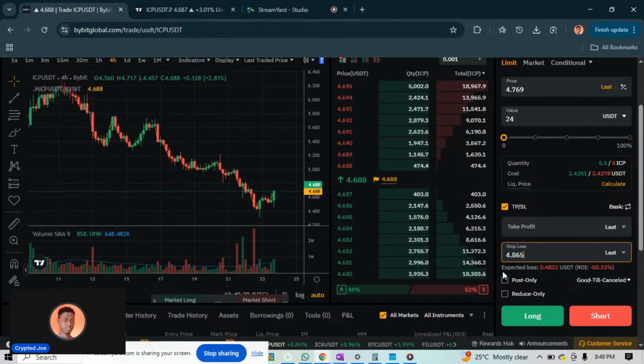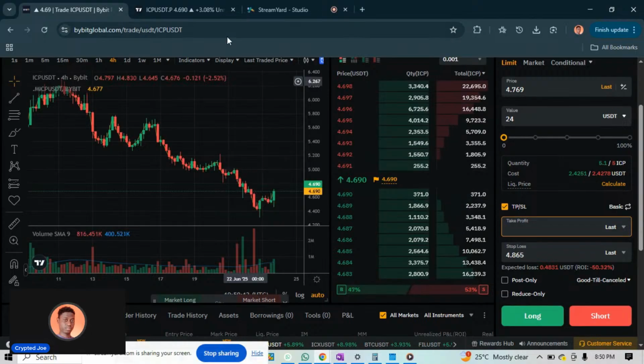Pay attention to this expected loss. Make sure that what you are seeing is what you calculated to lose. Expected loss 0.48. If you approximate it will give you 0.5. So for those of us that are good in maths, expected loss is 0.48 USDT, and the return on investment is I'll lose minus 50% of the amount I'm entering the trade with. 50% of 2.42 is actually that 0.5, and you're fixing your take profit.